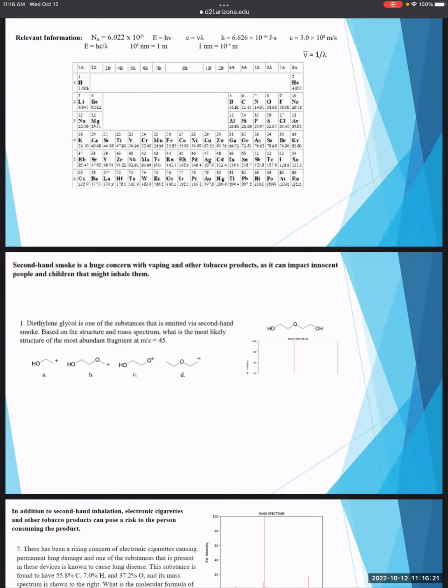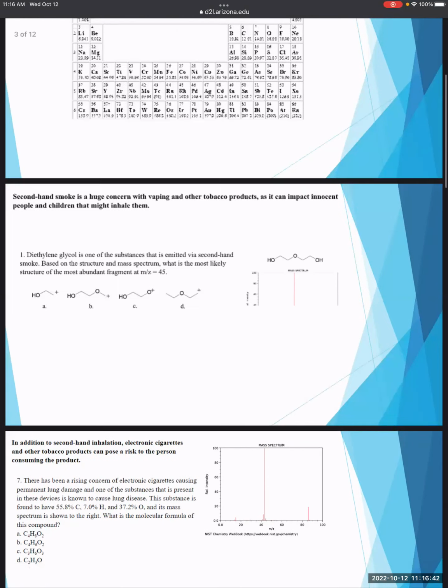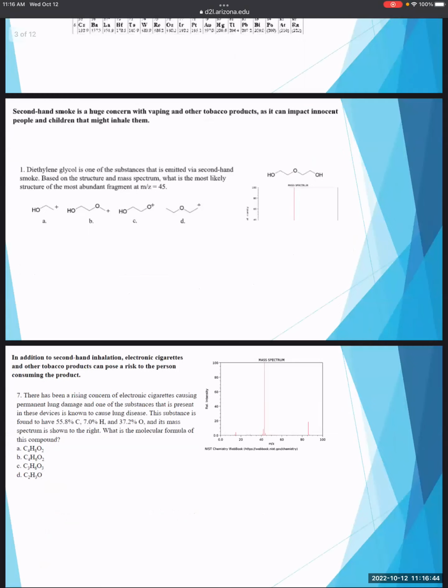We are given a mass spectrum. Diethyl glycol is one of the substances that is emitted via second-hand smoke. Based on the structure and mass spectrum, what is the most likely structure of the most abundant fragment at this particular mass? Okay, mass at 45.